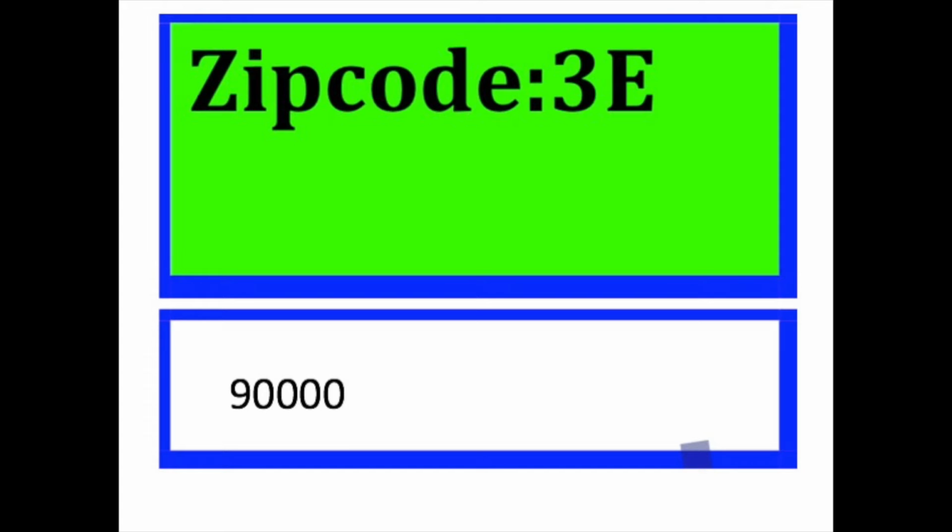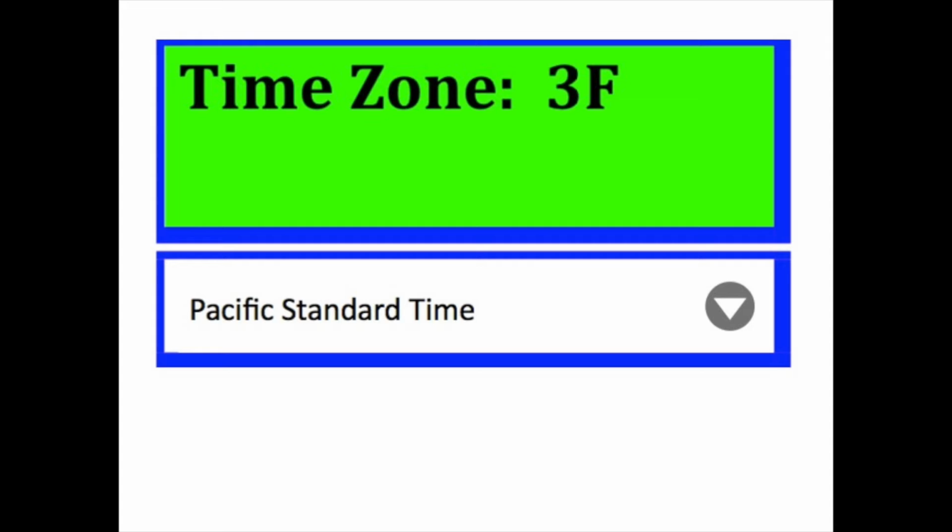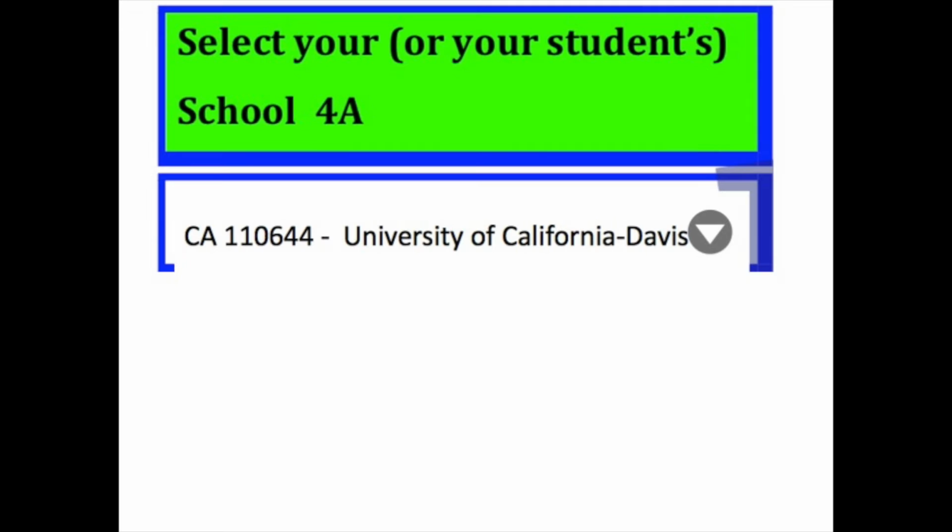Notice that the list of schools in box 4A, disregarding the assigned prefix identification number, is in alphabetical order to accelerate the effort of finding and selecting your school. In box 4A, click the down arrow and page down until you find your school and select the student's school.